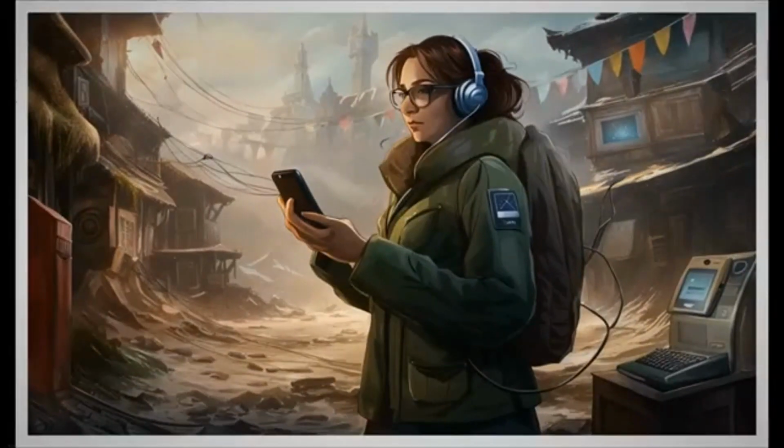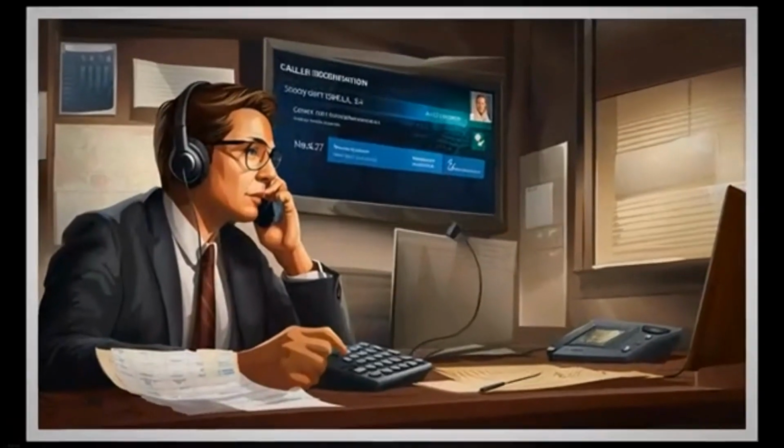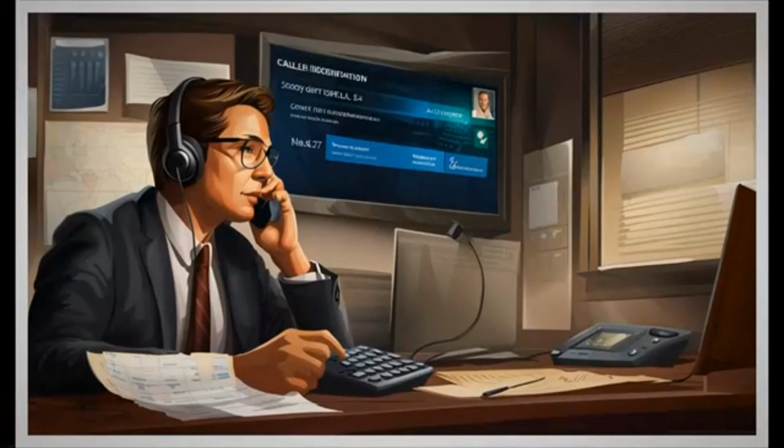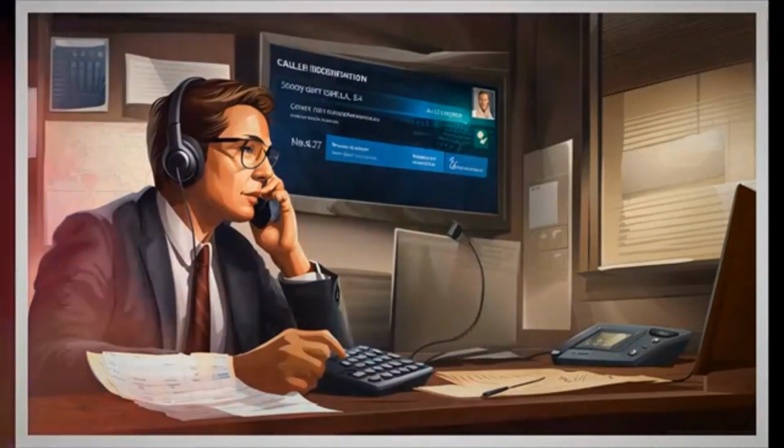Another reason for using private caller identification is to avoid unwanted calls or potential harassment. Unfortunately, unsolicited calls from telemarketers, scammers, or even acquaintances can be persistent and intrusive. By withholding their phone number, individuals can make it more difficult for unwanted callers to reach them, providing a layer of defense against persistent or nuisance calls.